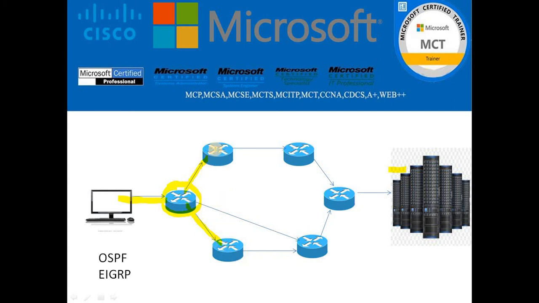They all have proper information about each other. They might know the routing table of this router, and this router might know the routing table of this one, and so on. Similarly, this router might also know the routing table of this one, because they share the routing tables with the help of a routing protocol. The routing protocol might be OSPF, EIGRP, or IGRP.